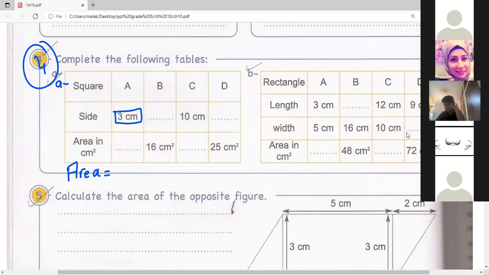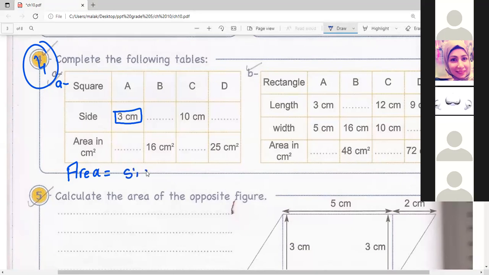What is the area of a square, the general rule? Did you revise them? Miss, can I say it? Yes, teacher. It's side times side.